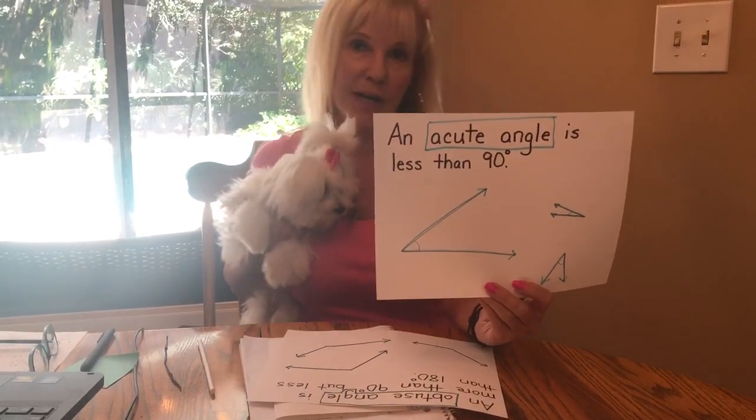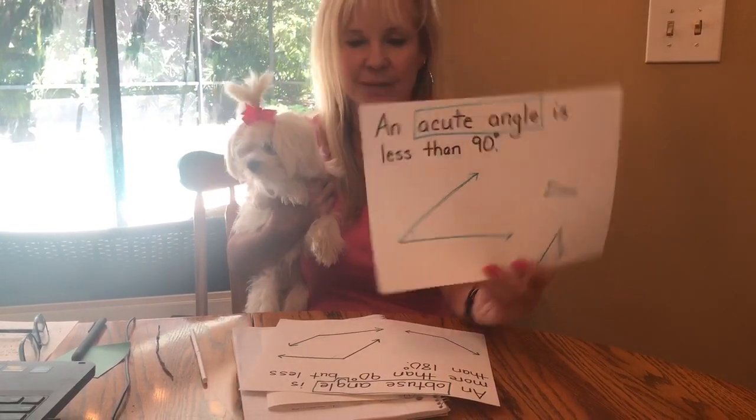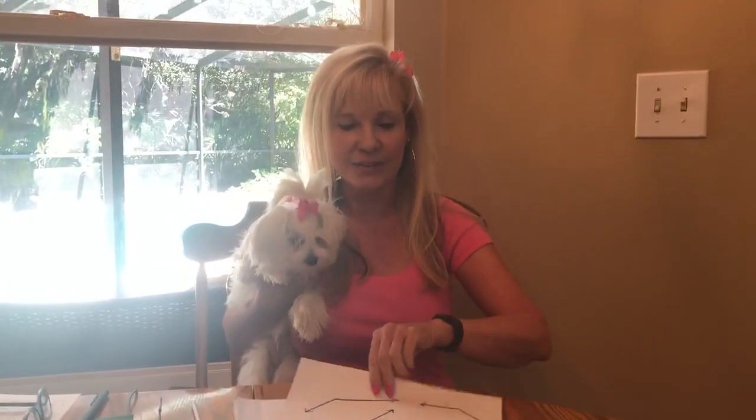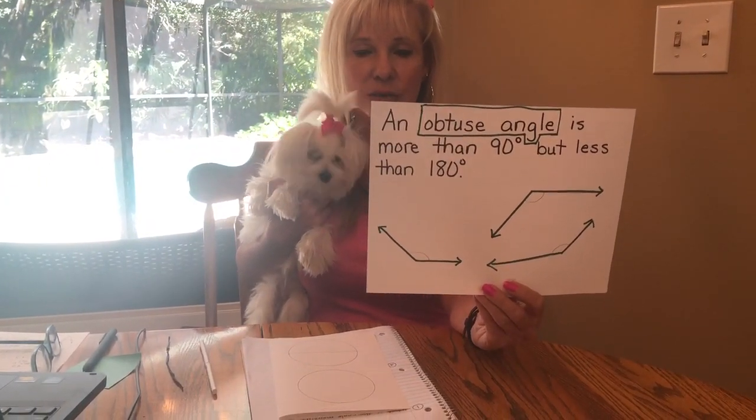This is Mia's favorite kind of angle. She remembers it because acute is small and she's a cute little puppy. An obtuse angle is more than 90 degrees but less than 180 degrees.